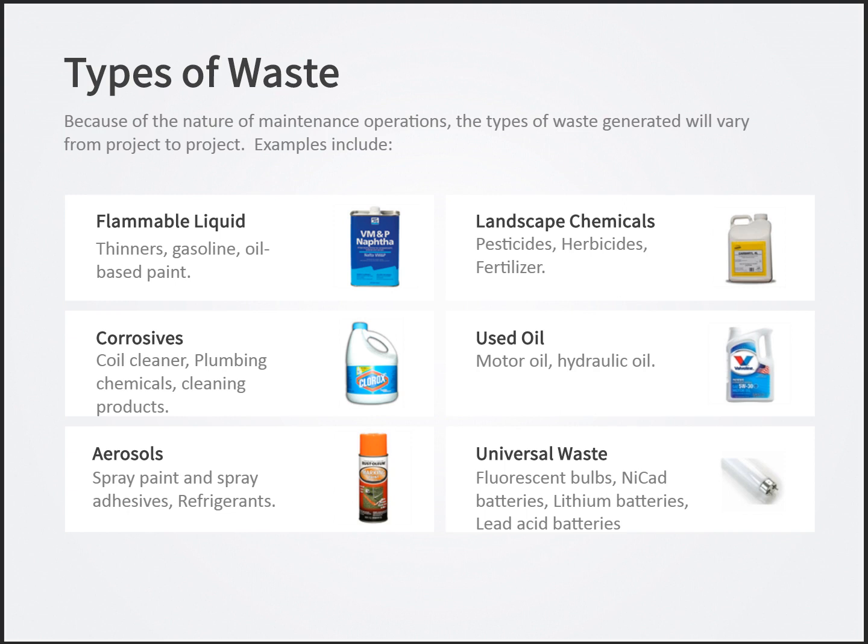Because of the nature of maintenance operations, the types of waste generated will vary from project to project, but some examples include flammable liquids such as thinners, gasoline, oil-based paint; corrosives such as coil cleaners, plumbing chemicals, and cleaning products; aerosols such as spray paint, spray adhesives, and refrigerants; landscape chemicals such as pesticides, herbicides, and fertilizers; used motor oil and hydraulic oil; and universal wastes, which are fluorescent bulbs and batteries such as NiCad, lithium, or lead-acid batteries.